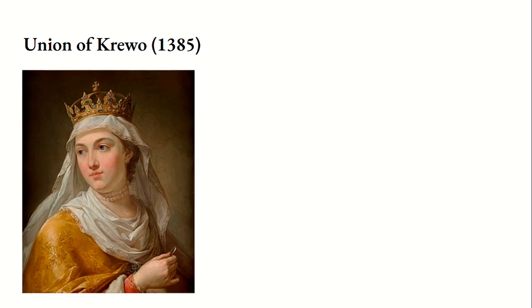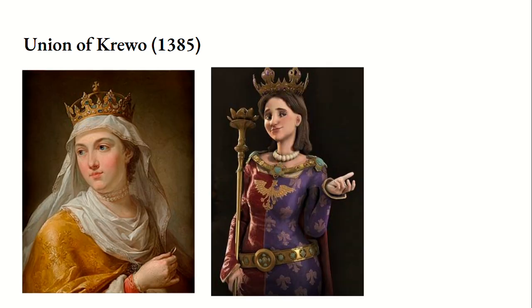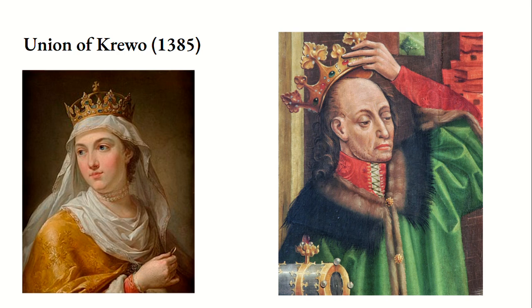So the Union of Krewo was when King Jadwiga of Poland, from Civ 6, and Grand Duke Jogaila of Lithuania got married, and then the union was them getting married, and this is how the Commonwealth was formed.